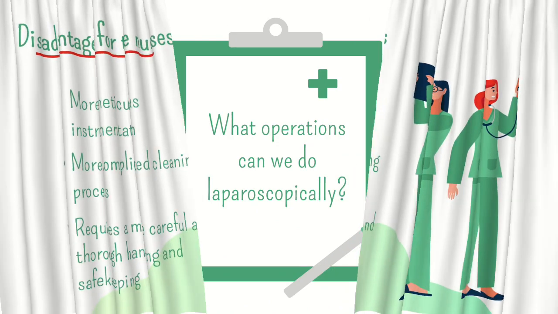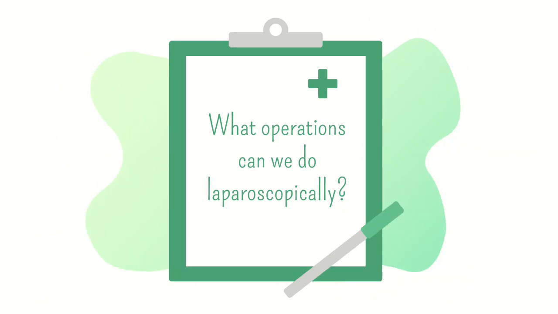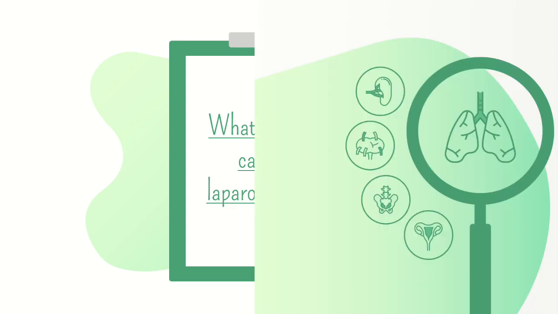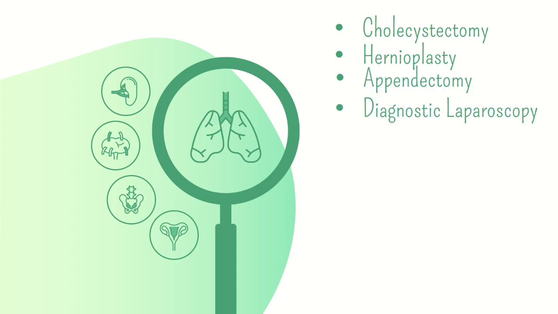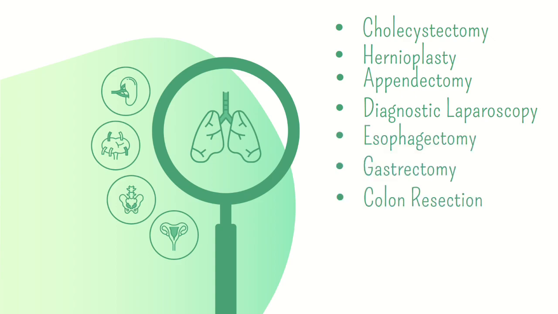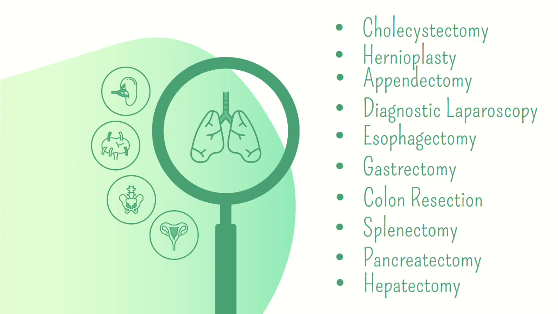So what are the operations we can do in MIS? Here are some of the most common laparoscopic surgeries: cholecystectomy, hernioplasty, appendectomy, diagnostic laparoscopy, esophagectomy, gastrectomy, colon resection, splenectomy, pancreatectomy, and hepatectomy.